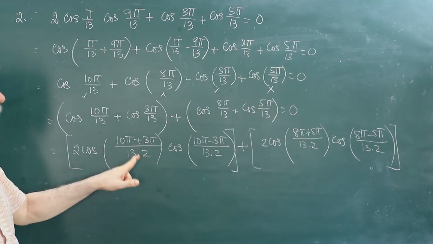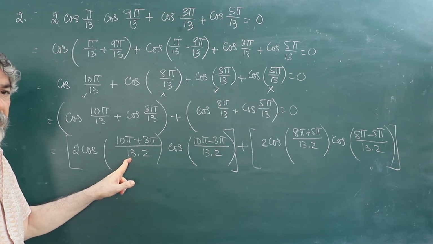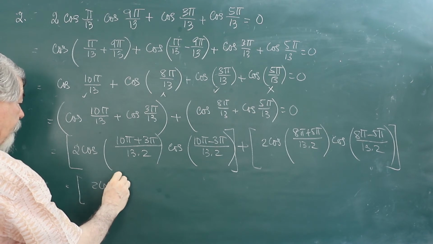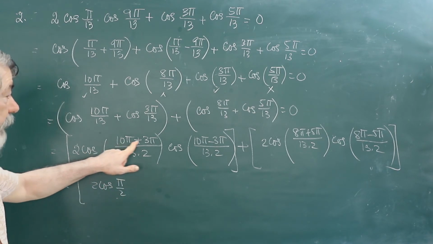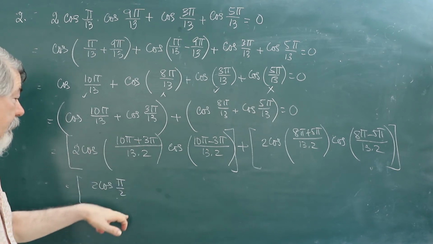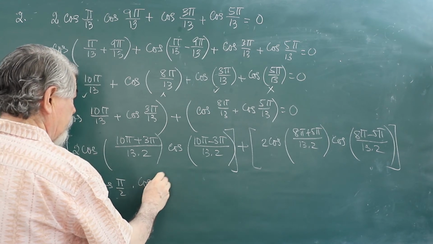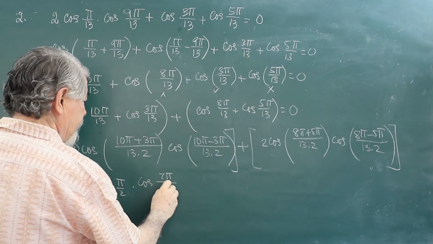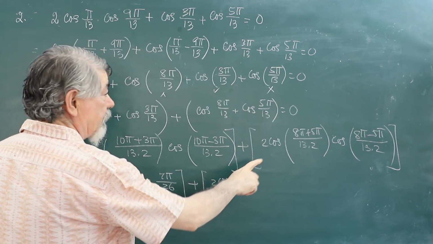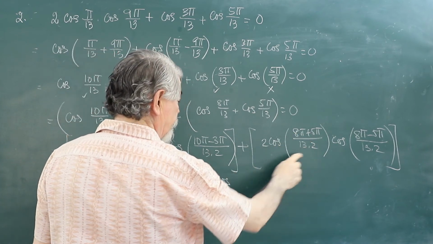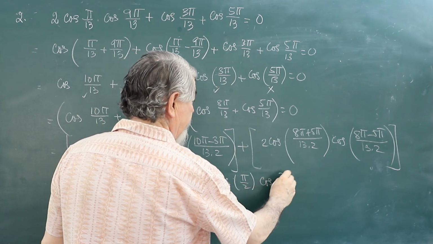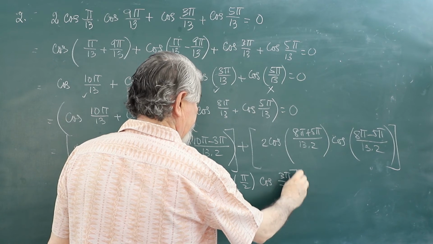10 pi plus 3 pi will become 13 pi, and 13 will cancel with 13. So it will become 2 cos pi upon 2, because 10 pi plus 3 pi becomes 13 pi and it is 13 into 2, so 13 will cancel and it will remain pi upon 2. This will be cos 7 pi upon 26 plus 2 cos, again here it will become 13 pi upon 13 into 2, cos pi upon 2, and it will become cos 3 pi upon 26.